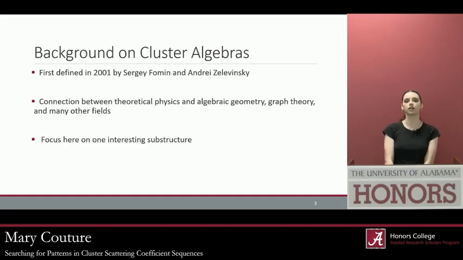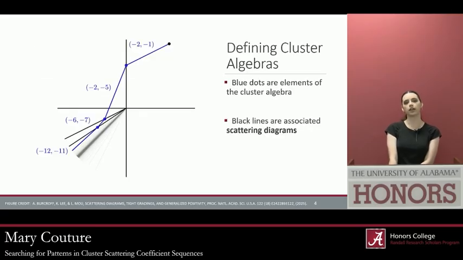A bit of background on cluster algebras. They are a mathematical construct first defined in 2001 by Sergei Fomin and Andrei Zelevinsky, and they form a connection between theoretical physics, particularly quantum field theory, and many other areas of mathematics, not least of which are algebraic geometry, graph theory, and representation theory. Here we will focus on one particular substructure, but cluster algebras as a whole are an incredibly active area of mathematical research. With that in mind, we will spend a little time defining what cluster algebras actually are so that we can understand their scattering coefficient sequences.